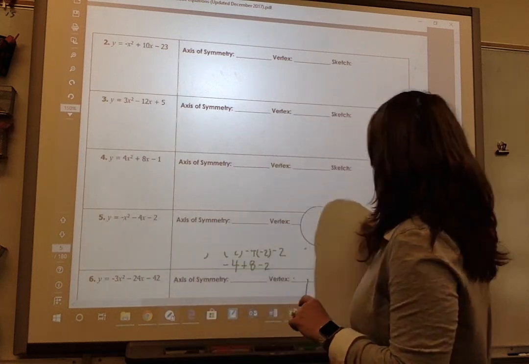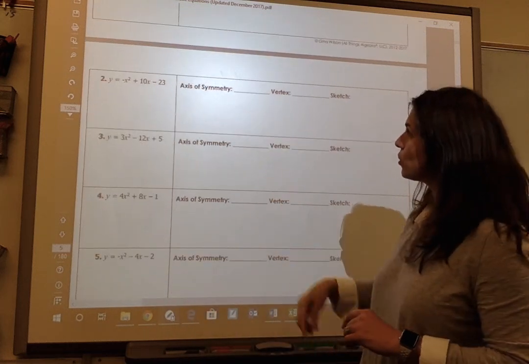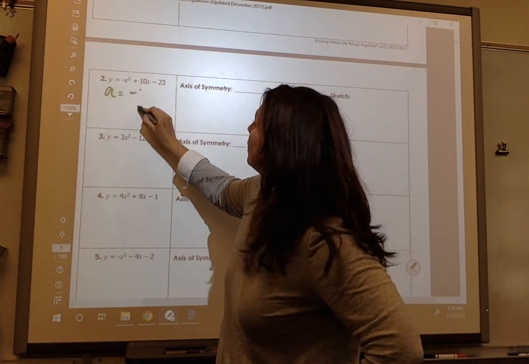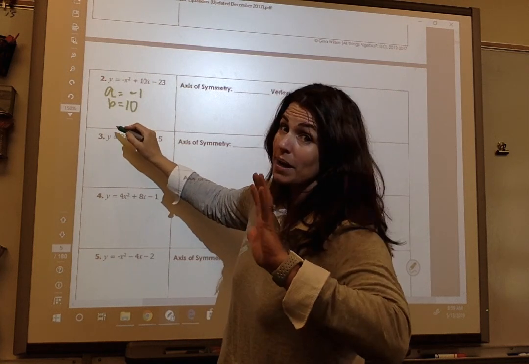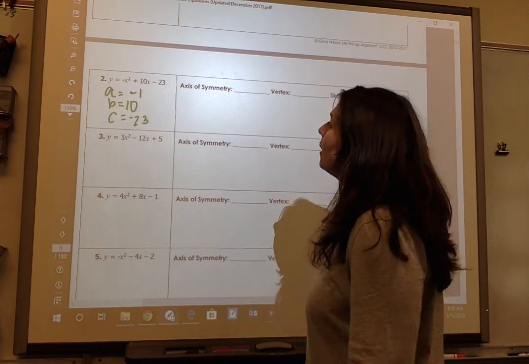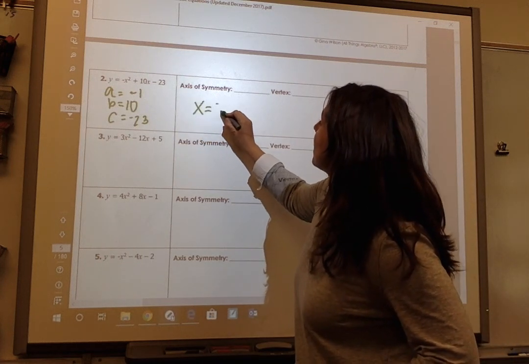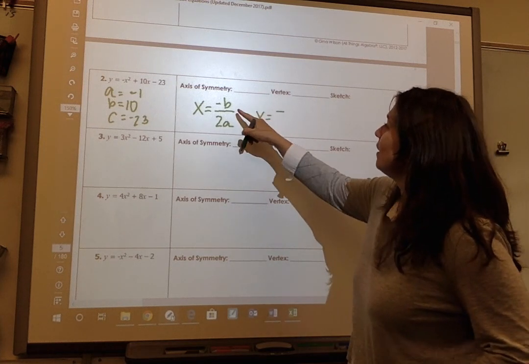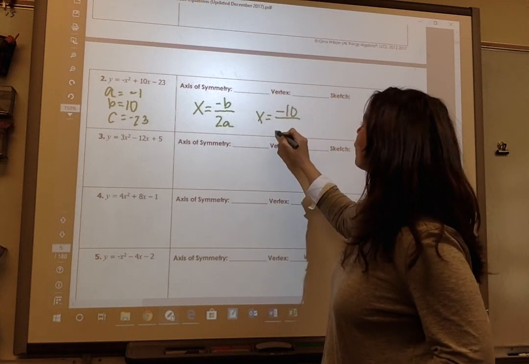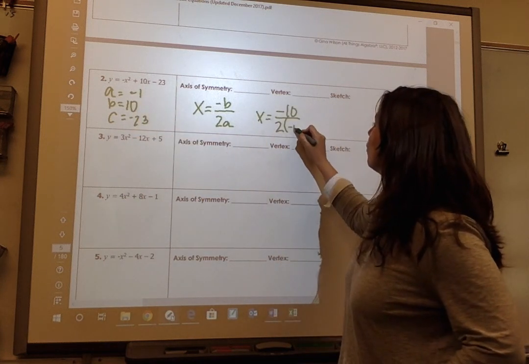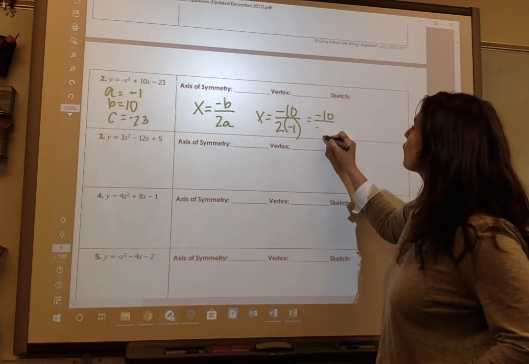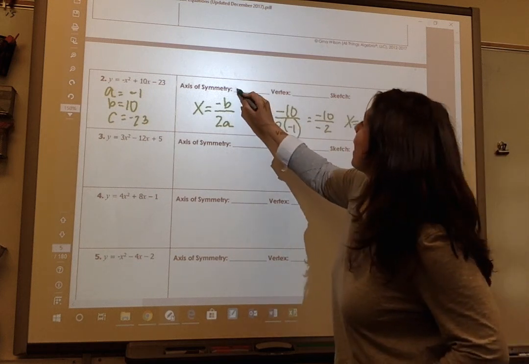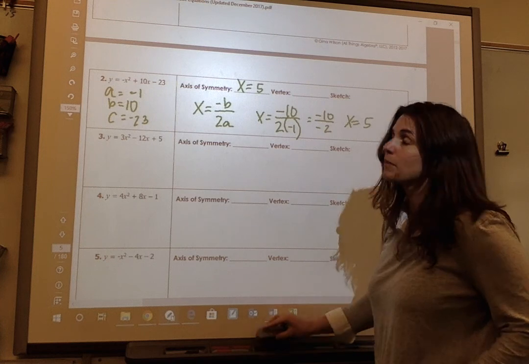Let's look at number 2. So my a value is the coefficient here, which is negative 1. My b value is 10. I don't need my c value, but I do know that it's negative 23. So my equation is x equals negative b over 2a. So now I'm just going to evaluate. X equals negative, what's b? It's 10, over 2 times a, which is negative 1. So here I have negative 10 over negative 2. Negative 10 divided by negative 2 is positive 5. So my axis of symmetry is x equals 5.